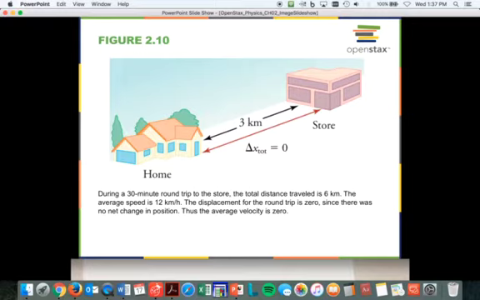The time was 30 minutes, right? So 6 kilometers, the average speed is 6 divided by 0.5, which is the hours, so that's 12. But the average velocity is 0 because your total displacement is 0. So you take 0 divided by the 30 minutes and it comes out to be 0.